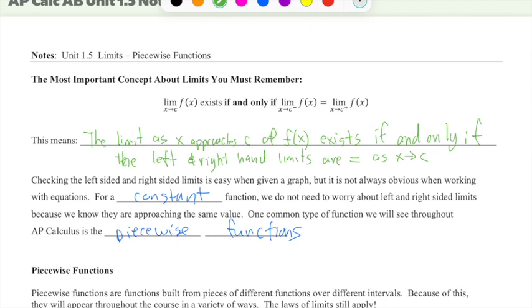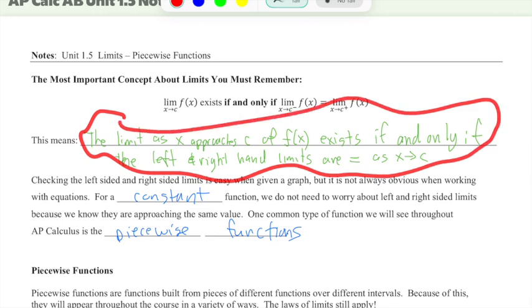All right, this is the second lesson of calculus, unit 1.5. We're going to look at piecewise functions and their limits. To begin, we learned in the last lesson that the limit as x approaches any value exists if and only if the left-hand limit and the right-hand limit agree.